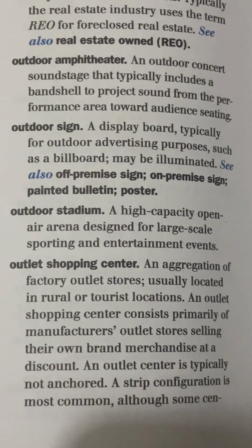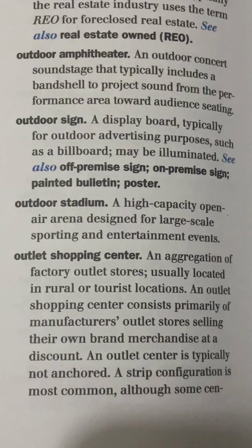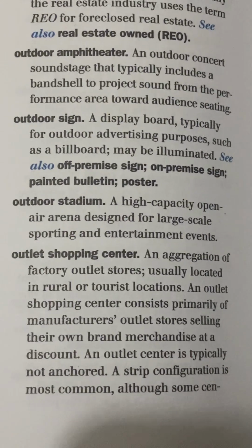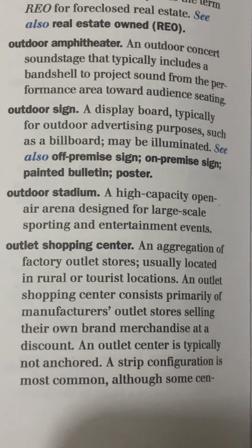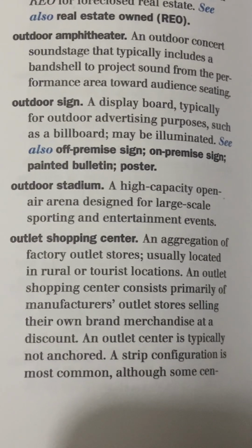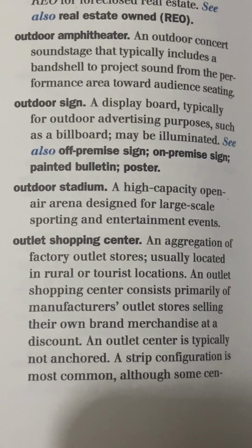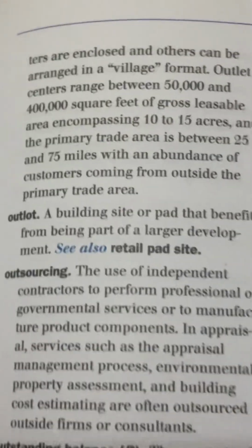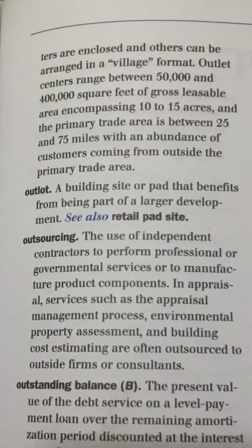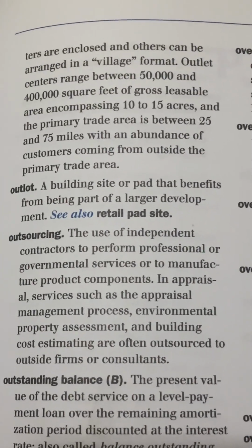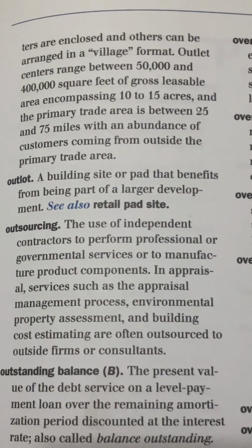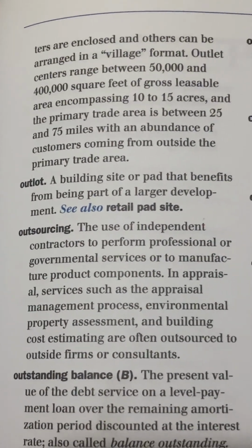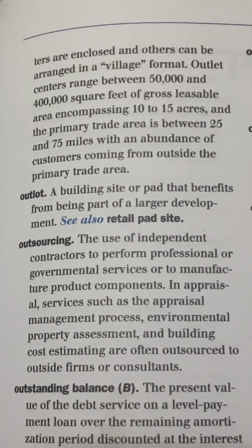Outlet shopping center. An aggregation of factory outlet stores, usually located in rural or tourist locations. An outlet shopping center consists primarily of manufacturers' outlet stores selling their own brand merchandise at a discount. An outlet center is typically not anchored. A strip configuration is most common, although some, page 165, centers are enclosed and others can be arranged in a village format. Outlet centers range from 50,000 to 400,000 square feet of gross leasable area, encompassing 10 to 15 acres. And the primary trade area is between 25 and 75 miles, with an abundance of customers coming from outside the primary trade area.